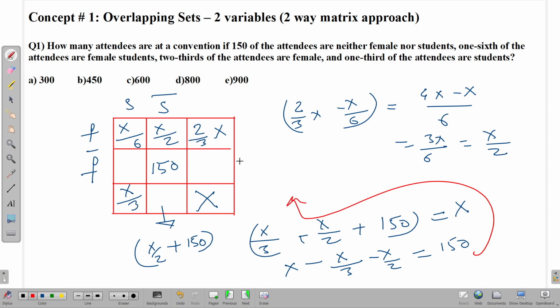So 6x minus 2x minus 3x is equal to 150. So we have x is equal to 900. You have the solution here.